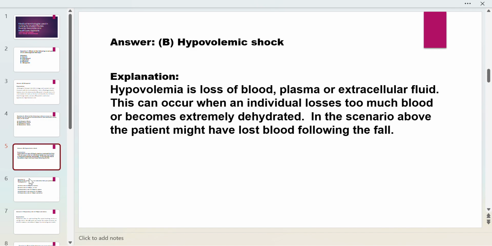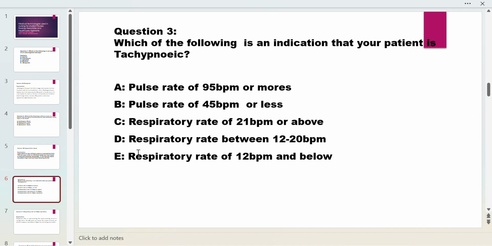So we all know that pulse rate is the measurement of using the radial artery or brachial artery to just check the heartbeat of this person.